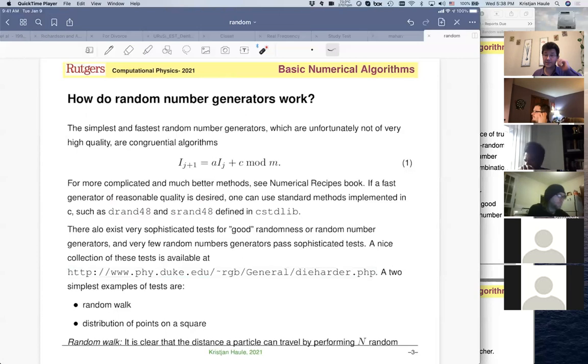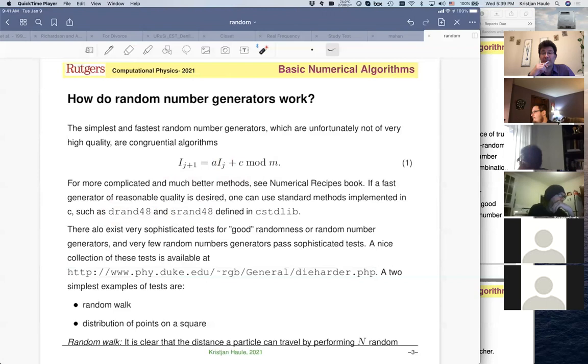How do random number generators work? Well, of course, all the pseudo random numbers are deterministic in the sense that if you start with some random number A0, which is usually called the seed, then you're going to get exactly the same sequence of random numbers every time you run a random number generator.